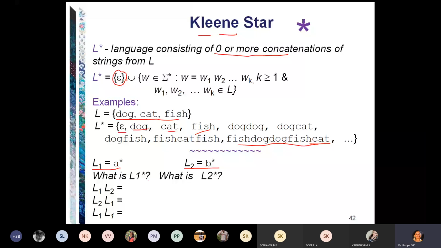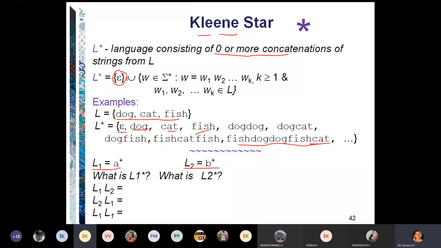Epsilon, A, AA, don't write A star. Now star is replaced by 1, 2, 3, 4 like that. So A power 1 means you have to write just A. A, AA, AAA, etc. Put dot dot dot. Clear now? Answer clear? Yes, ma'am.